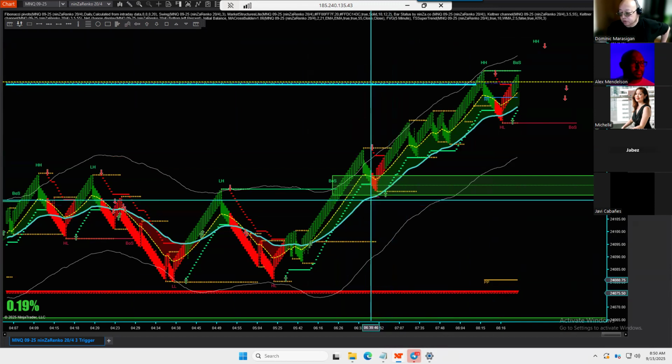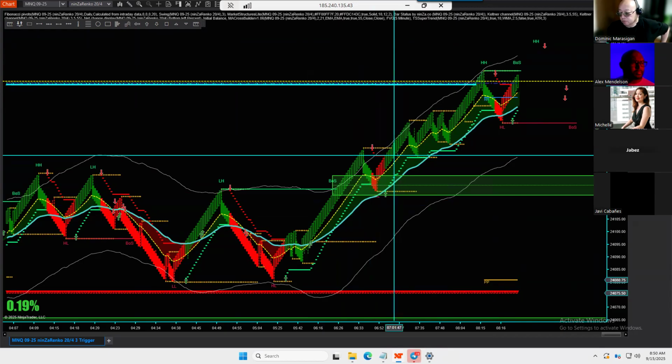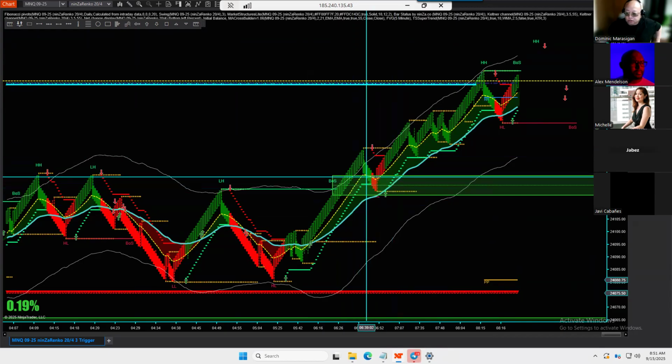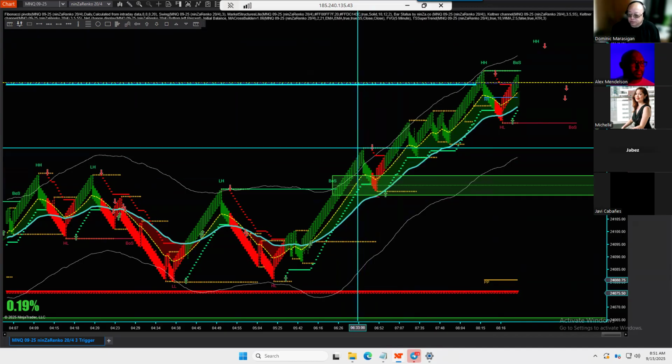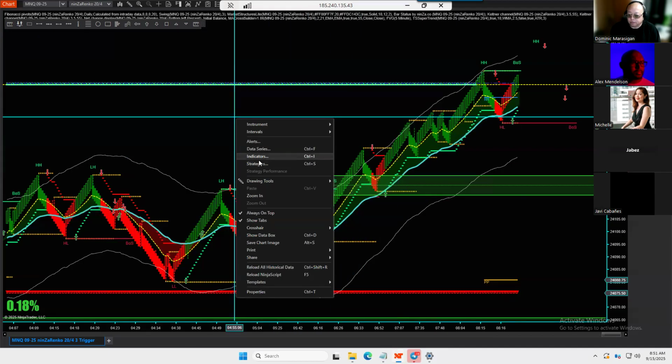Because right now the 21 EMA is well above the mid band, so you still go green, even though your super trend is showing that. That's because I tightened up the stop. Now, if you want me to loosen it up so it's not that tight, it's up to you.